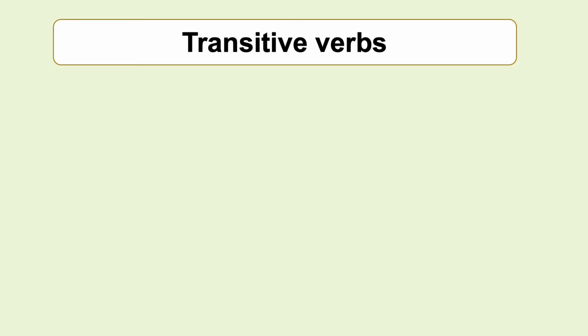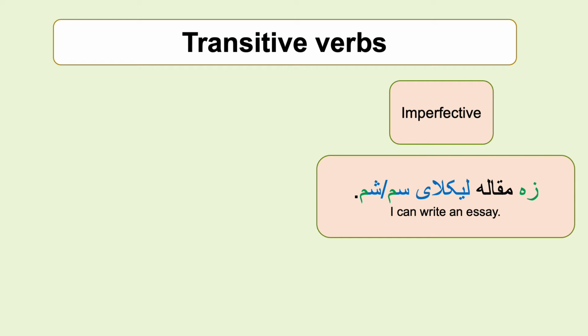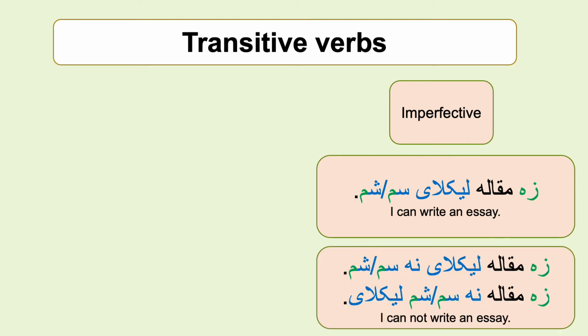Now I'm going to show you how the potential verbs are composed from transitive verbs in use in sentences. For example, imperfective. The makala likalaysam. I can write an essay. The negative statement, the makala likalai nasam or the makala nasam likalai. I cannot write an essay.